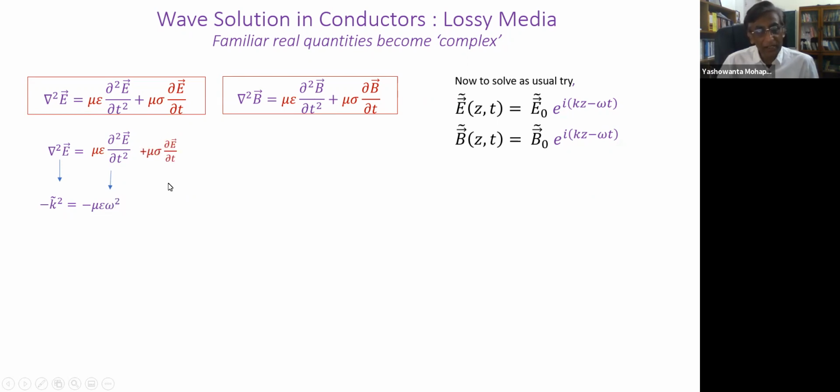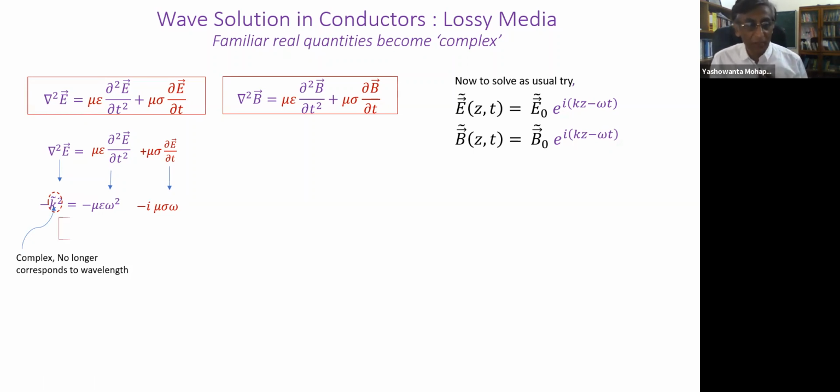And this term will give me, because of the first order, I'll pick up an i. So that will become minus i mu omega sigma. This is i omega sigma, the single differential. Now you can see this is a square quantity, but this quantity itself is imaginary. There is a real part and there is an imaginary part. So this is complex now, and no longer corresponds to 2 pi by lambda that we had seen for the dielectric, because now it's a complex quantity.